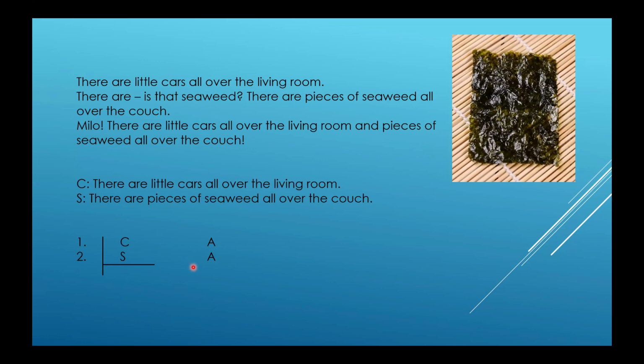We start with these two assumptions. There are little cars all over the living room. There are pieces of seaweed all over the couch. And then here is our inference. There are little cars all over the living room, and there are pieces of seaweed all over the couch. It's a very complex, very deep philosophical argument here.